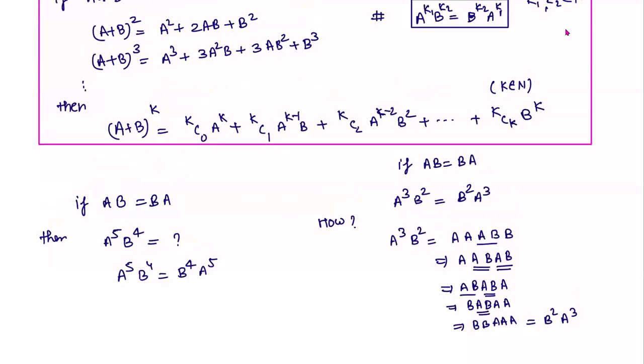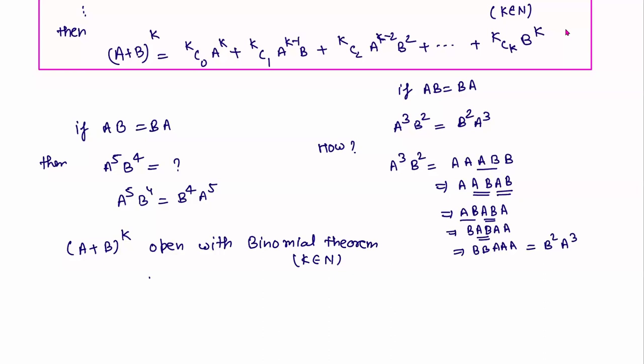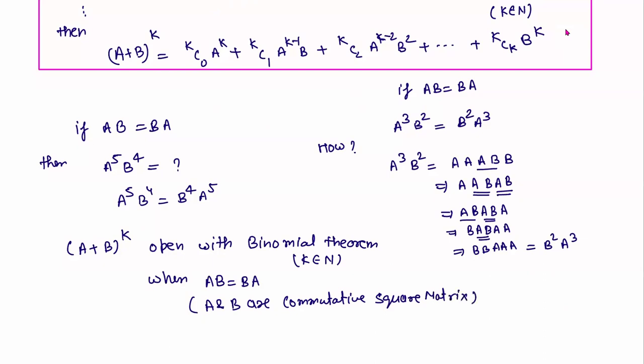BA. We can use binomial theorem for any two matrices which are commutative. So (A plus B) power k opens with binomial theorem for k belongs to N when AB equals BA, or we can say A and B are commutative square matrices. Am I correct or not? Yes, sir. So this we can use as a shortcut.